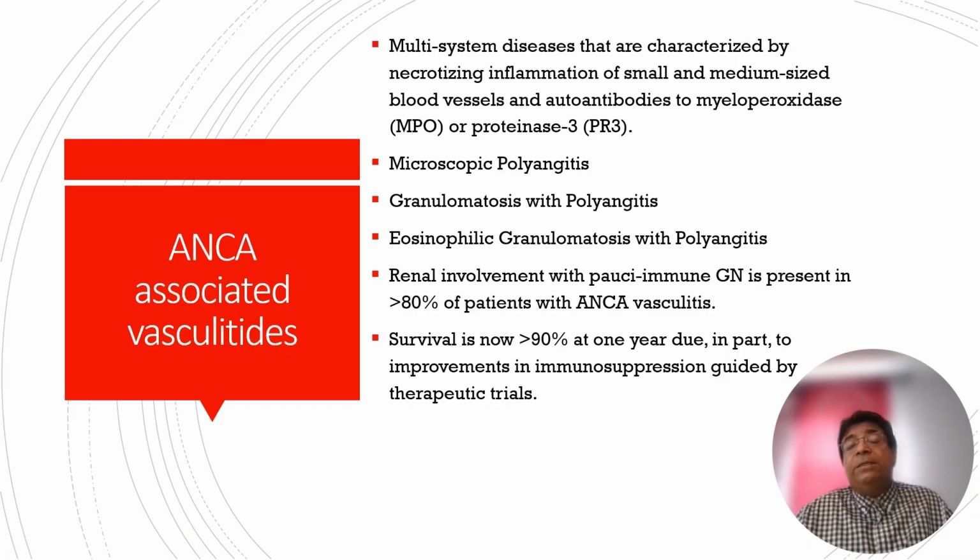Renal involvement with pauci-immune glomerulonephritis is present in greater than 80% of patients with ANCA vasculitis. So again, on the kidney biopsy in patients with ANCA vasculitis, you're going to have pauci-immune glomerulonephritis, which means that pretty much you might have crescents or necrotizing inflammation, but you don't have immune complexes. Survival is now more than 90% at 1 year, due in part to improvements in immune suppression guided by therapeutic trials.